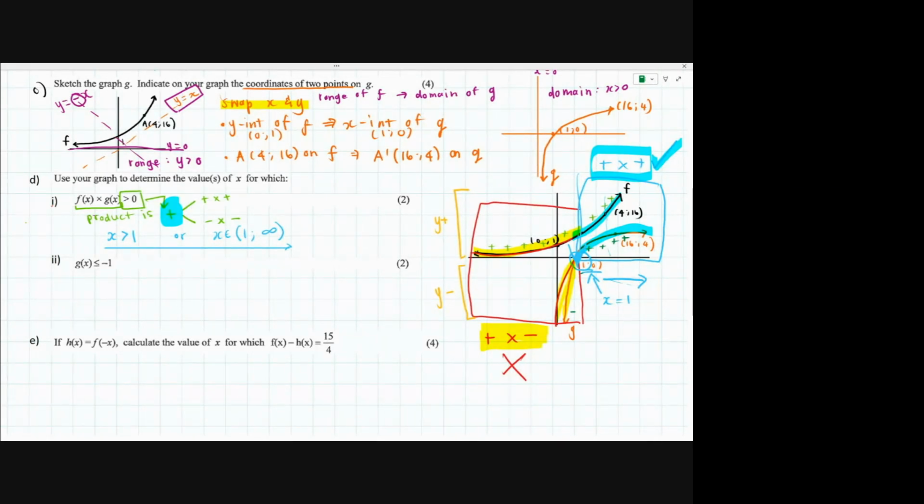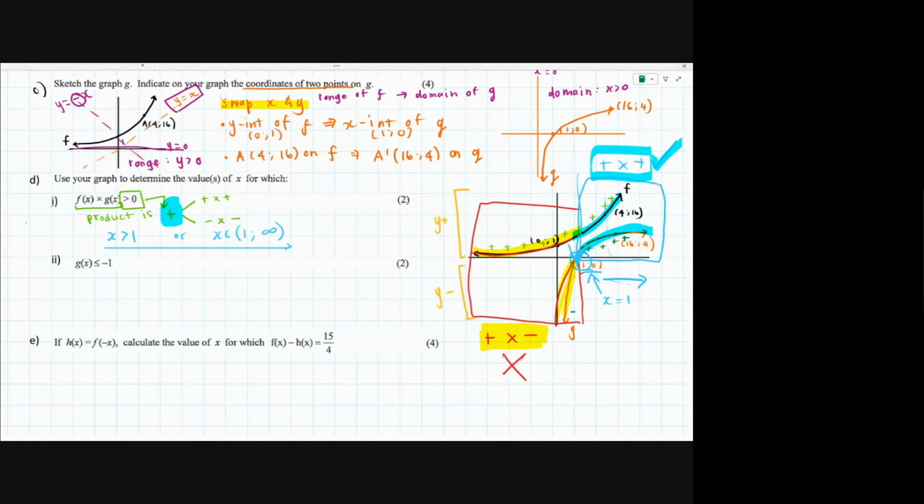Yes, ma'am. Cool. So, ma'am, the greater sign. Say again. The greater sign goes along with the positive sign. Exactly. If it had been less than 0, it would have been a negative product. Okay, ma'am. Good. Well done.